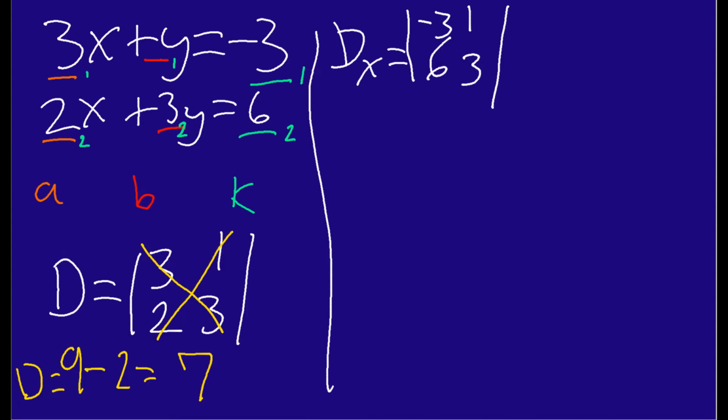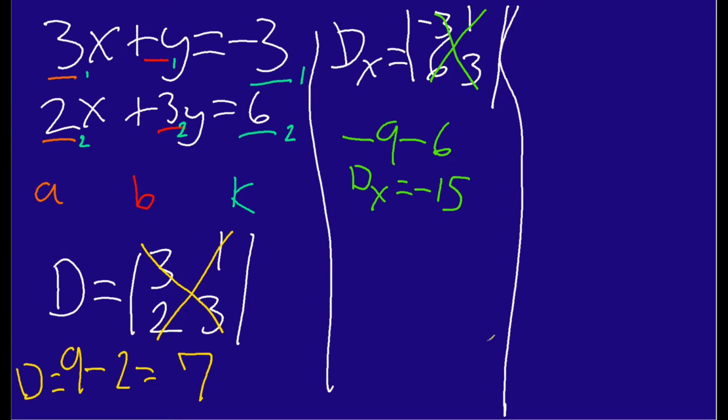We cross multiply again. And so negative 3 times 3 is negative 9. 6 times 1 is 6. So you subtract 6, like so. And you get a D of X that equals negative 15. So you can see here we're making great progress. Okay, I got a little bit more space, so I'll just draw a line right here.